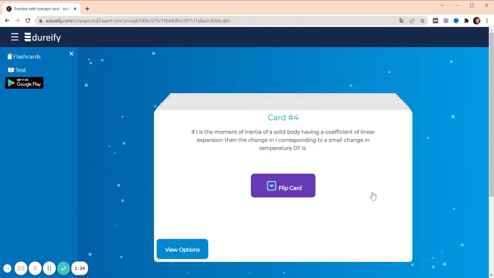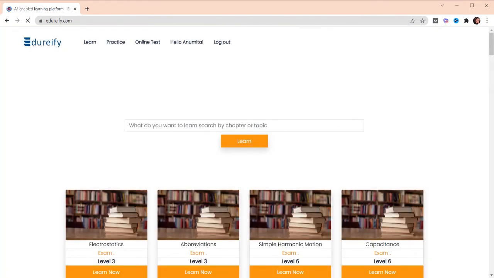So this way you can use the flashcard feature and practice on a daily basis. Now let's go to the other section.